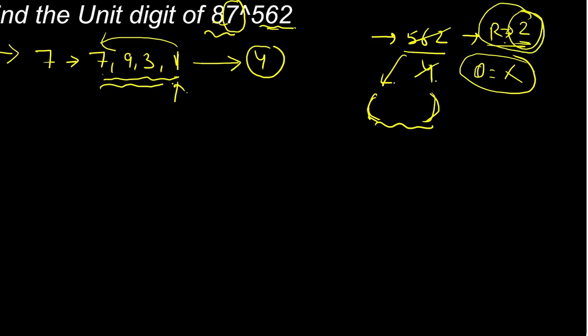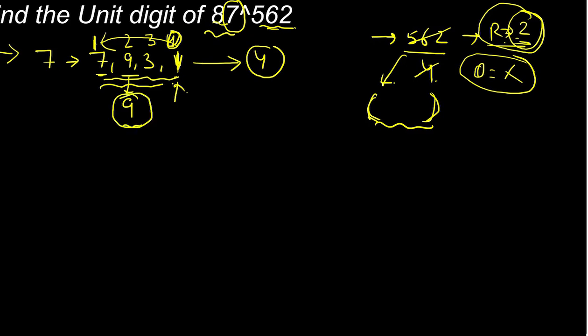So what does that mean? A remainder of 2 means it is going to end on 9. If the remainder was 1, it should be 7. If the remainder is 2, it should be 9. If the remainder is 3, it should be 3. And if the remainder is 4, or you can say the remainder should be 0, because you are dividing this number by 4, so your remainder should be 0, then obviously this number is going to be 1. So that is the cyclicity of this number, or 7.